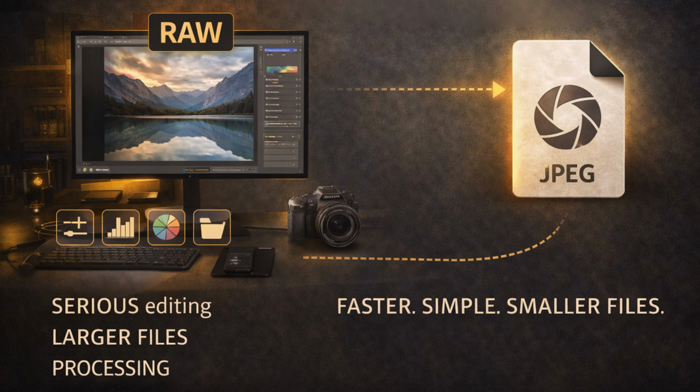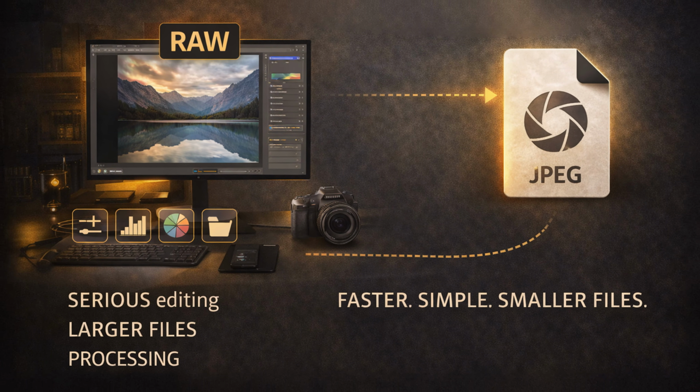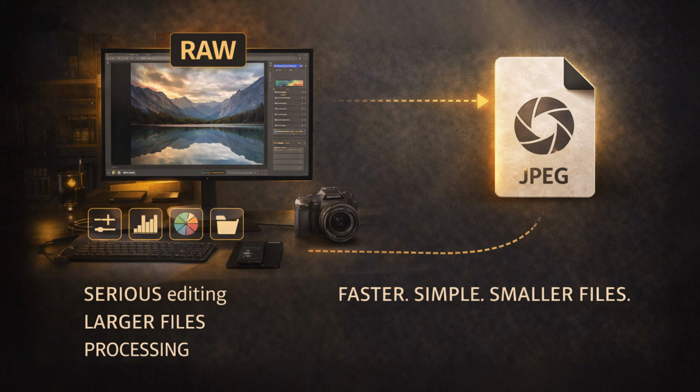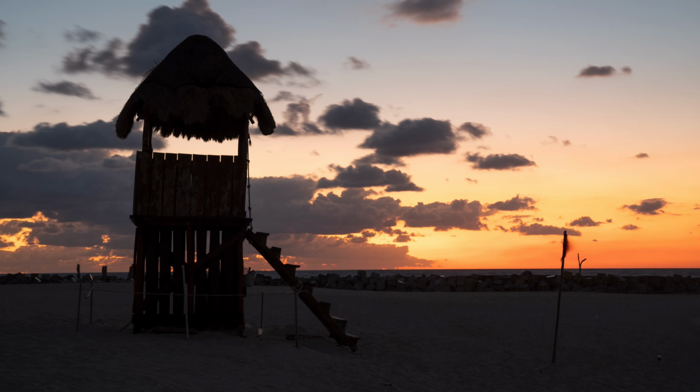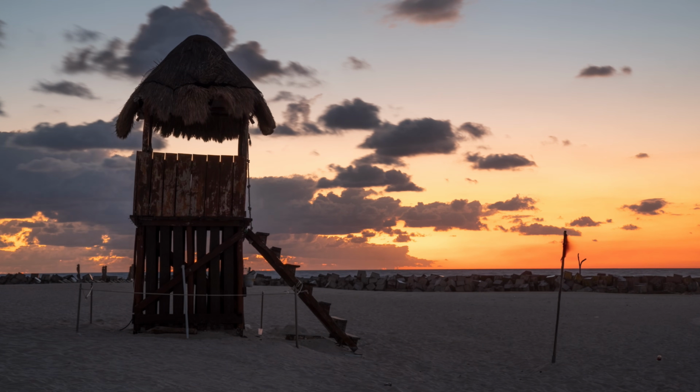The workflow question is real. RAW files are larger. They require processing software. But if you're serious about your images, it's where the work actually happens. One change I'm asking you to make is this. On your next shoot, set your camera to RAW. One shoot. Bring back the files. Open them in your editing software and push the shadows on one image that you thought was compromised.